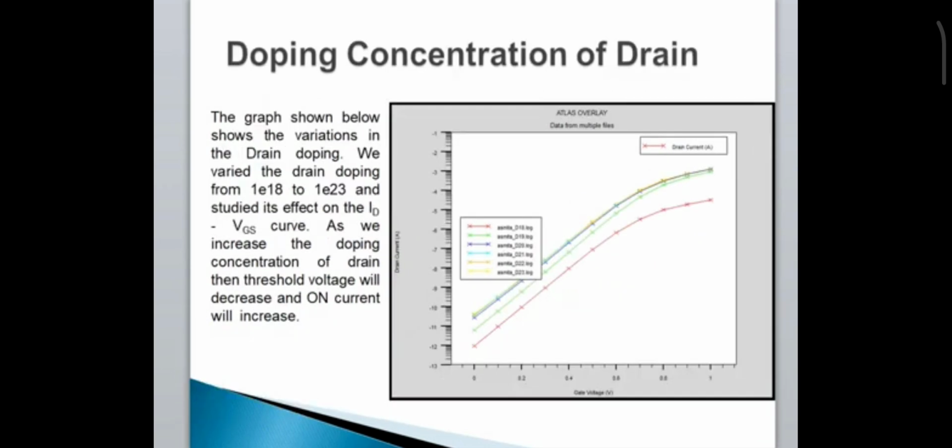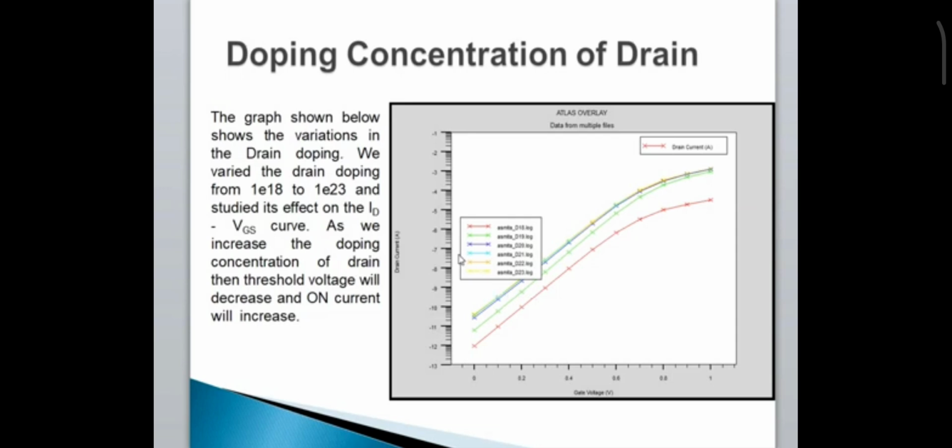Next one is the doping concentration of the drain. The graph shown below shows the variation in drain doping. We varied the drain doping from 10 raised to power 18 to 10 raised to power 23 and studied its effect on the ID-VGS curve. As we increase the doping concentration of the drain, the threshold voltage will decrease and the on current will increase. You can see this in the figure.